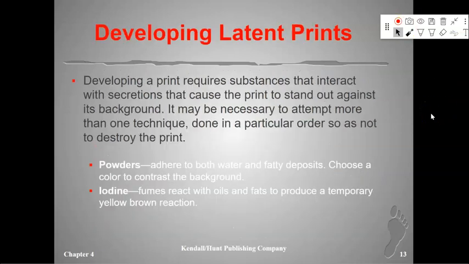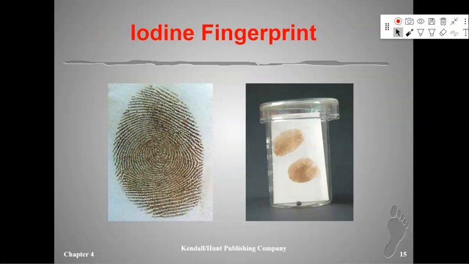So when we're developing prints, they have to interact with these. So powders are one way to do it. They're going to interact with the water and the fatty deposits. You got to have a contrasting color so that they will stand out. Iodine will react with the oils and fats. You'll get this yellow-brown reaction. Iodine is going to look like this. Okay.